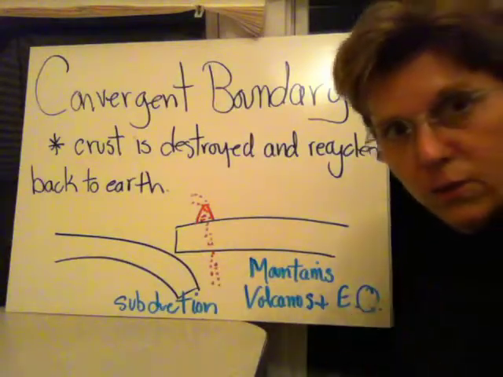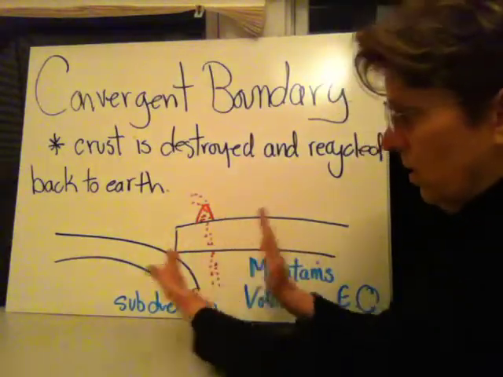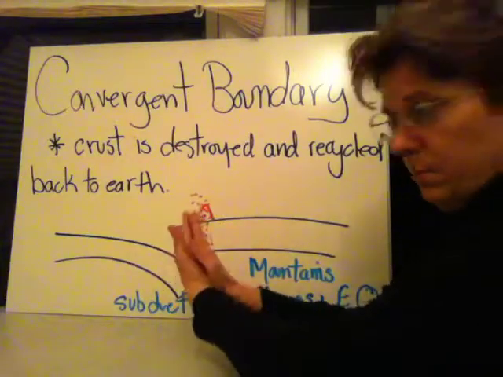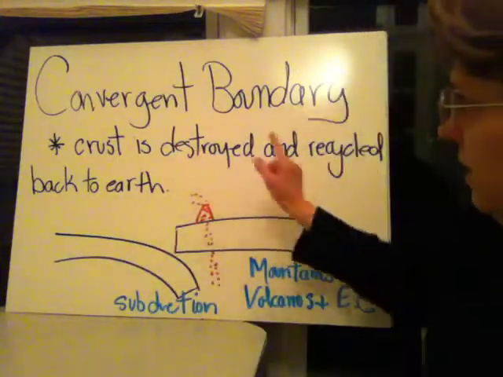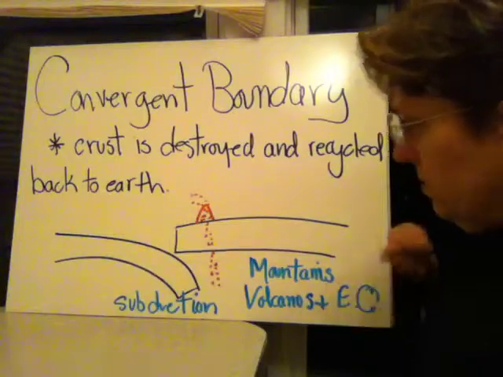The EQ here for earthquake. Earthquakes will also occur as the plates bump into each other. So convergent boundaries, we have mountains, volcanoes, and earthquakes.